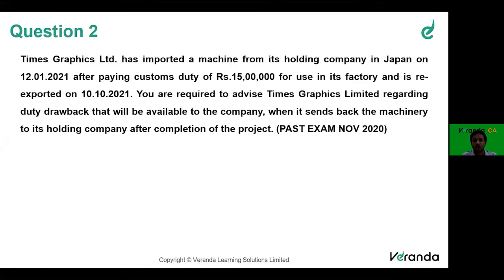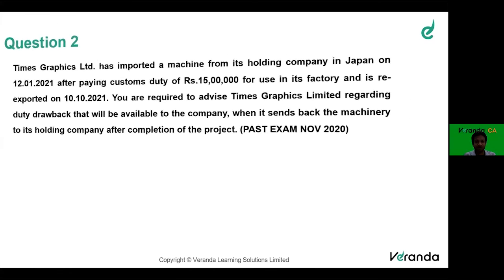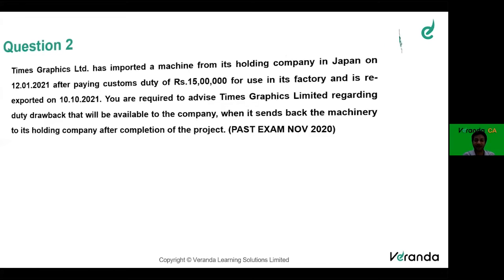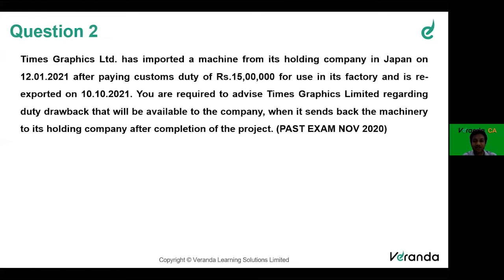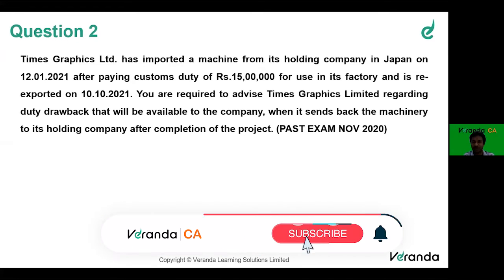It says you are required to advise Times Graphics regarding the duty drawback that will be available to the company when it sends back the machinery to its holding company after completion of the project. So they imported machinery for the project, they did production, they used it, the project was over, and after a few months, on 10th October, they exported it back. Question is simple. Whether you are eligible for drawback? If yes, how much? Except Ravi, does anyone want to answer? Because we have already discussed majorly the provisions of this section. Anyone want to attempt?